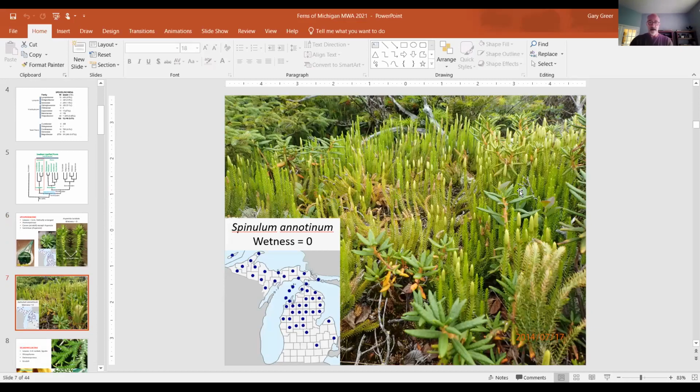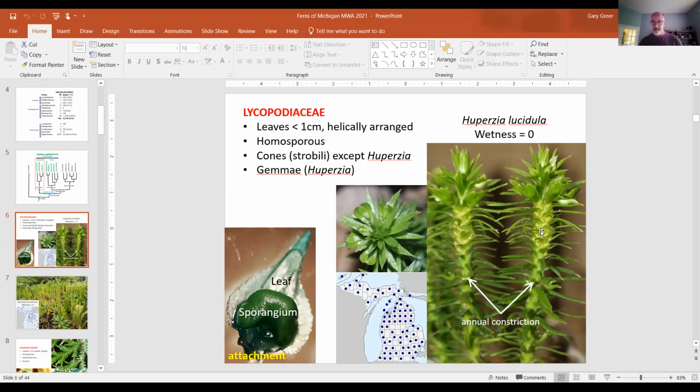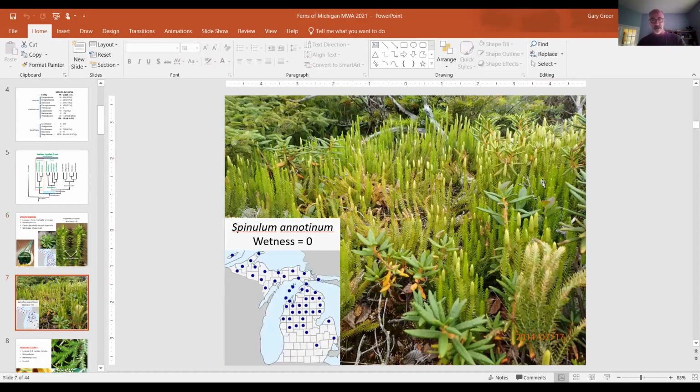Here is a different species, still in the Lycopodiaceae. This is Spinulum annotinum, and you can see it clearly makes cones. Again, I'm going to jump back to the prior slide. The sporangia were not arranged into a cone. It kept growing, right? So it was vegetative, then fertile, then vegetative. Whereas this species produced cones. More about this species in a minute, but it's easy to potentially confuse some of these species.